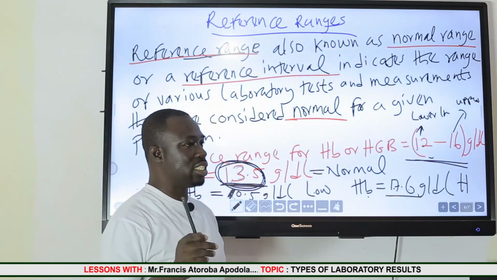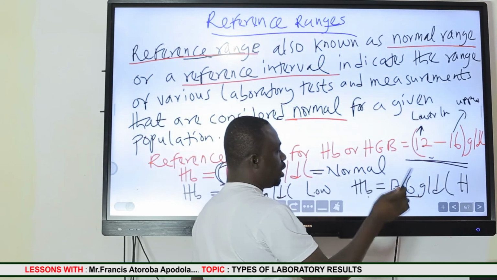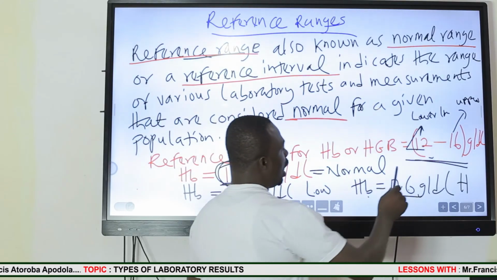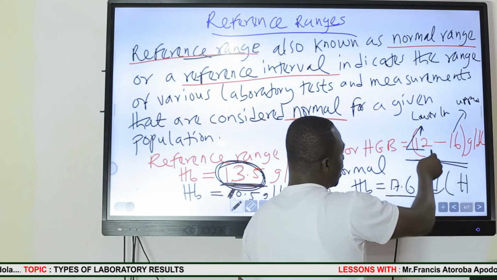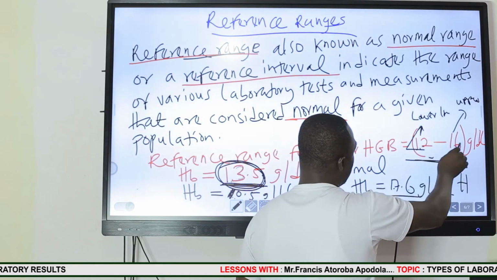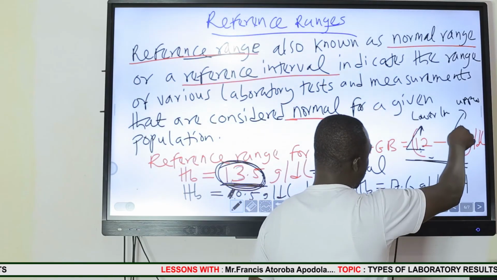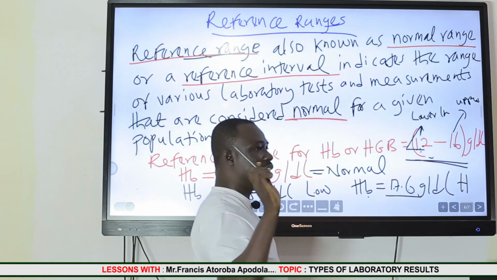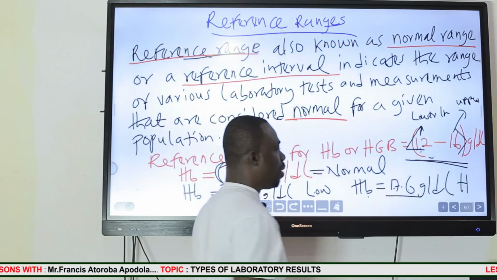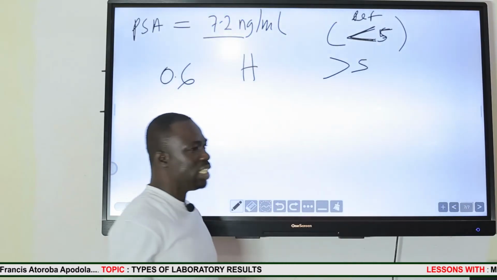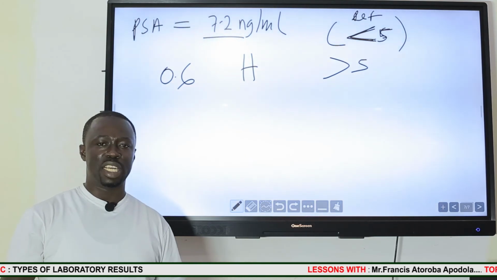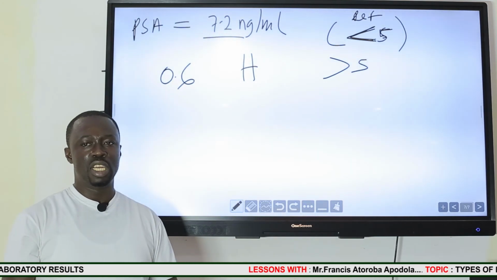So a test result is said to be low when the value obtained is less than the first value, that is the lower limit of the reference range, and is said to be normal when it is either exactly on the lower limit value, or between the lower limit and the upper limit value, or exactly on the upper limit. However, the result is said to be high when the test result is greater than the upper limit of the reference range.